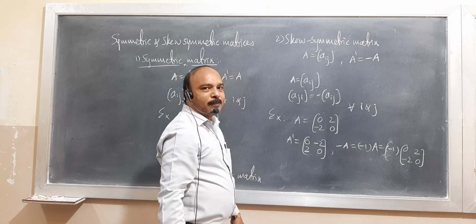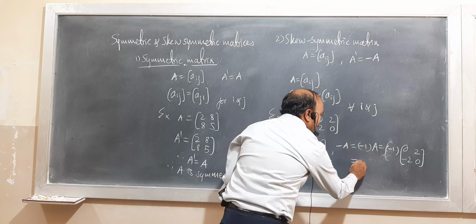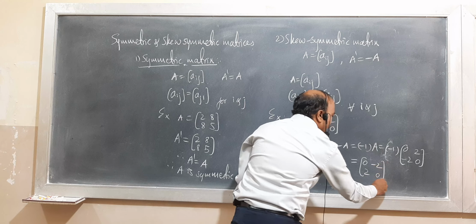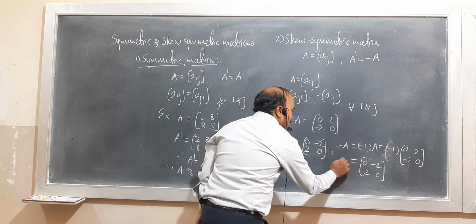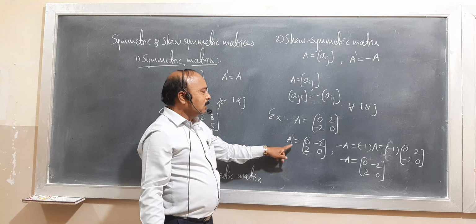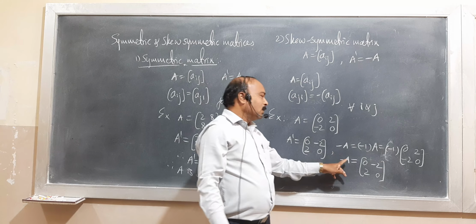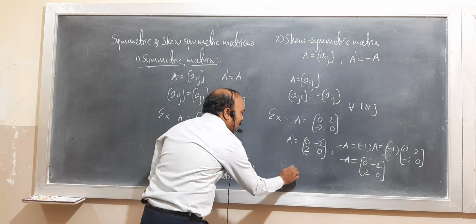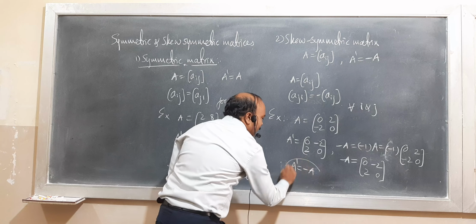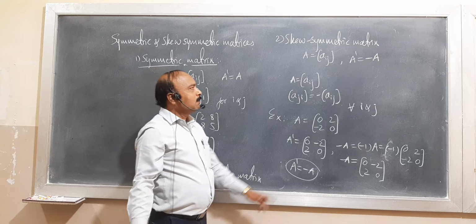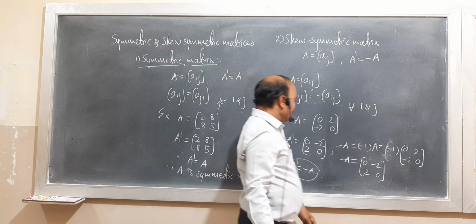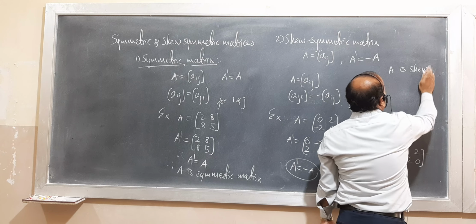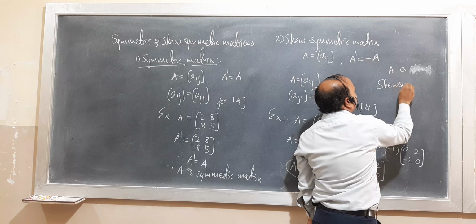Now it is scalar multiplication. Multiply all elements by minus 1. You get 0, minus 2, 2, 0. Now it is minus A. Now you observe here A dash is 0, minus 2, 2, 0. Minus A also 0, minus 2, 2, 0. Both are equal. Therefore we observe that A dash equal to minus A, which is satisfying the condition of skew symmetric matrix. Therefore here we say that A is skew symmetric matrix.